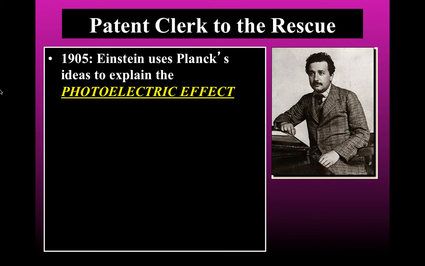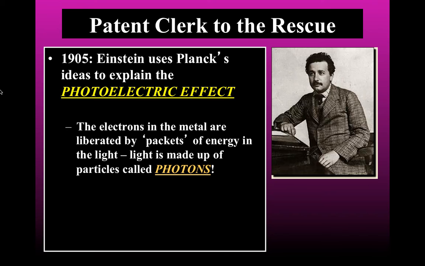Now finally we get into talking about Albert Einstein, and this is Einstein right here. Definitely not the normal picture you're used to seeing. Most of the time you see Einstein with crazy hair and his tongue sticking out. But this is Einstein when he was younger, obviously. In 1905, Einstein used Planck's constant and Planck's ideas to explain the photoelectric effect. This effect says the electrons in metal are liberated or freed by packets of energy, these quantums of energy in light. Light is made up of particles called photons, not protons. Protons relate to electricity, but photons, like a photo. Photons are particles of light.